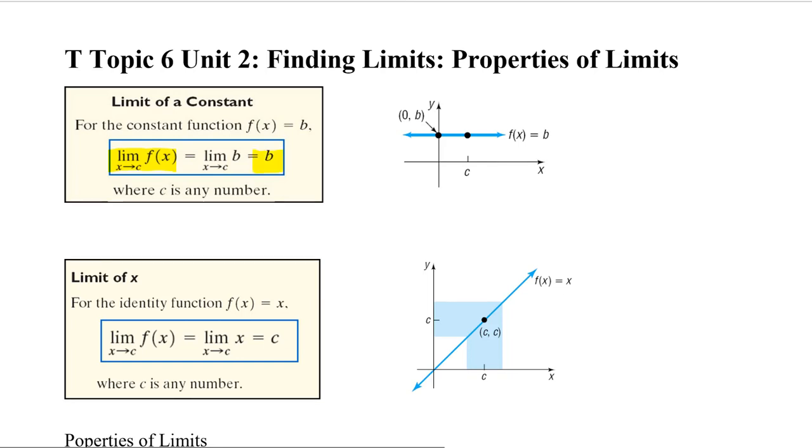So if we look at this graph right here, this is the constant function f of x is equal to b. It doesn't matter what x value you have, no matter what, the graph is always approaching b.